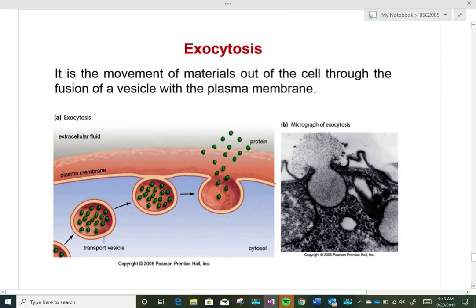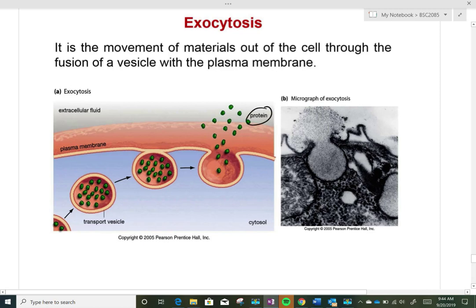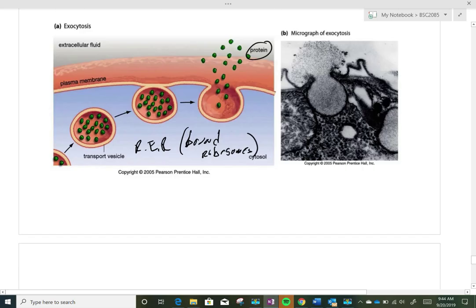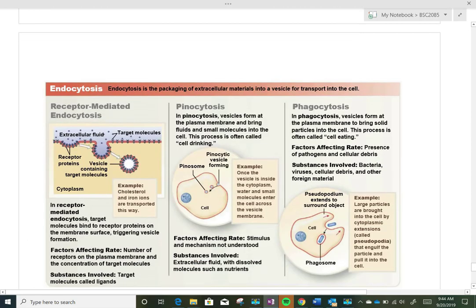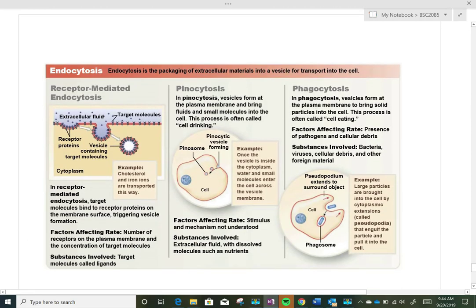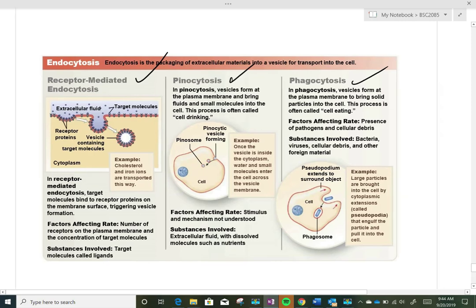So exocytosis, again, is the process of taking things out of the cell, right? And we talked about the proteins for export that they are coming from the rough endoplasmic reticulum. Remember that? Rough endoplasmic reticulum or bound ribosomes. Hopefully you guys remember that. And then, of course, the waste products. So that's as well as waste. So, again, endocytosis: receptor mediated, pinocytosis, cellular drinking, and phagocytosis for solids, right? Including the food and the bacteria.